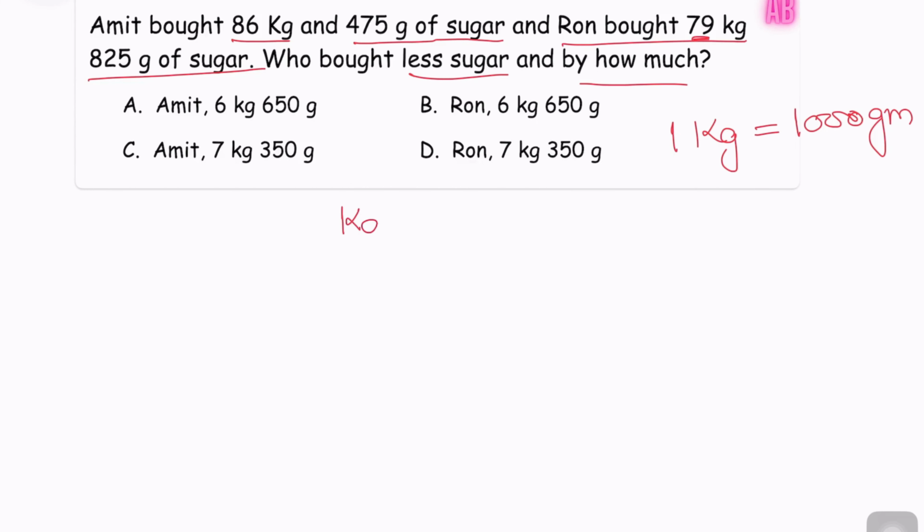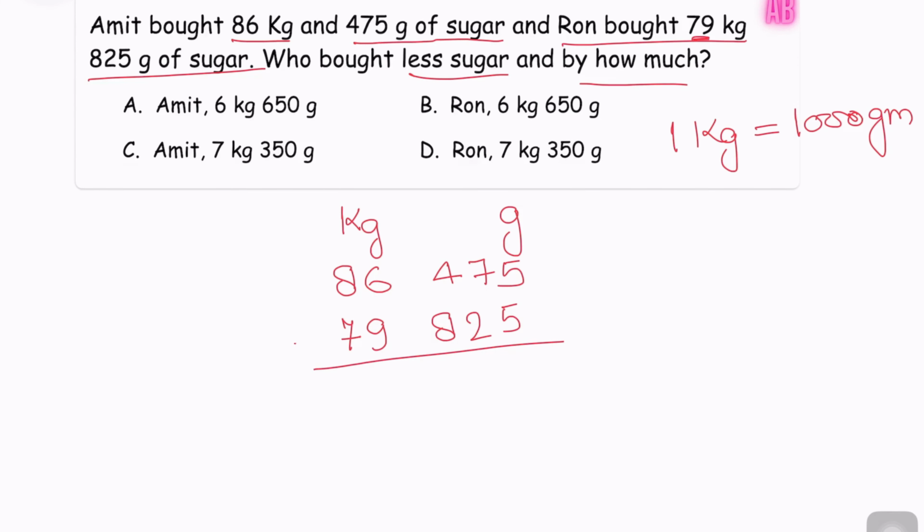So this is one technique I am telling you. There could be more than one way to solve this question. So I will write kg here and then I will write 86 here. And then I am going to write grams here, and then I'm going to write 475 grams. Because 1 kg is equal to 1000 grams, I'm writing like this. Then I will write the sugar which Ron has purchased, 79 and 825. Okay, now I'm going to subtract.